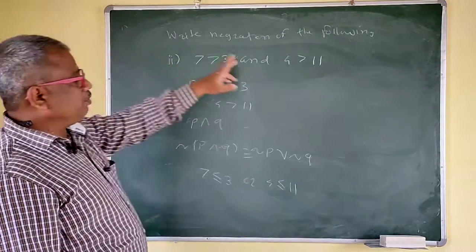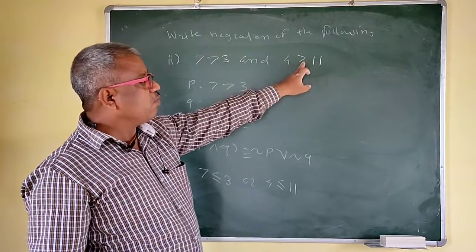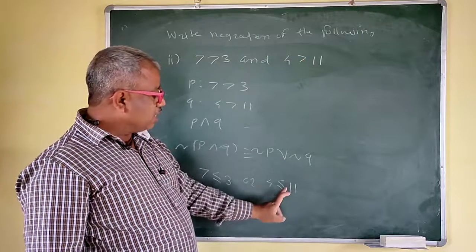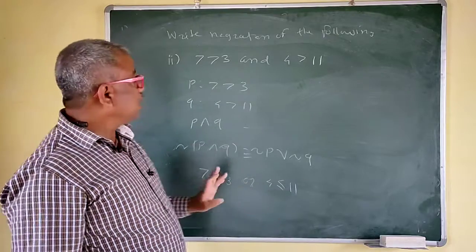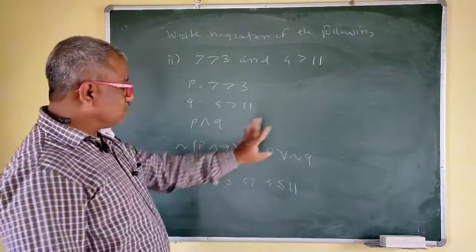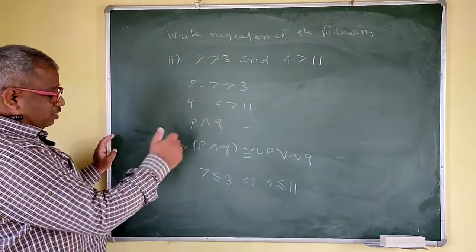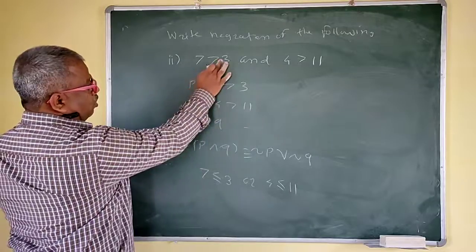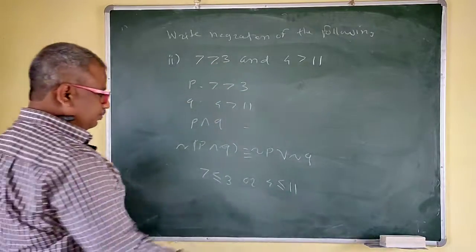If it is strictly greater than, write less than or equal to. If equal to is there, then don't write equal to here. Just reverse the direction of that one. Now if equal to is there in the original, then don't write equal to here; write not equal.